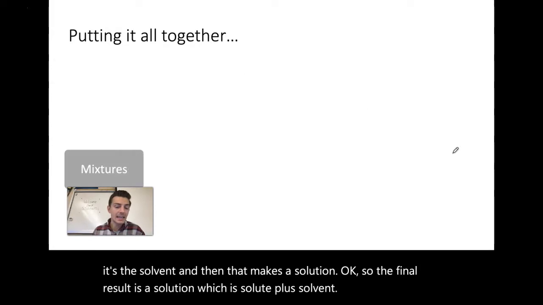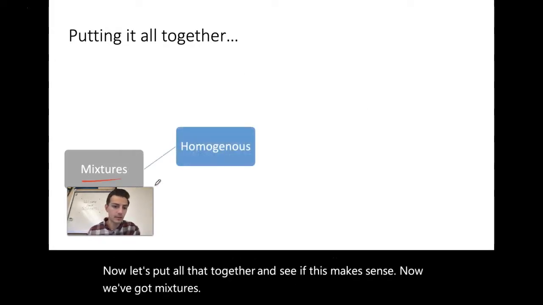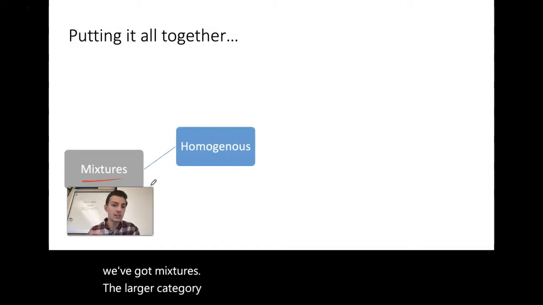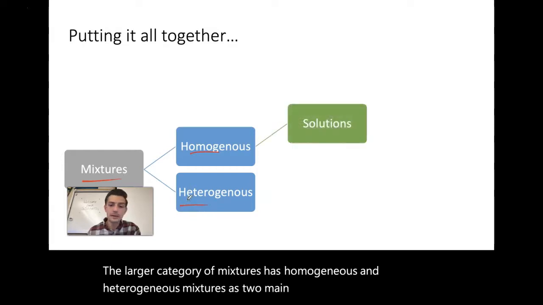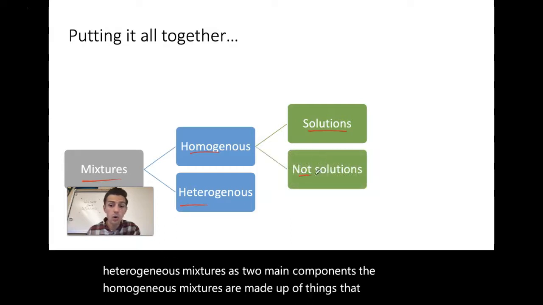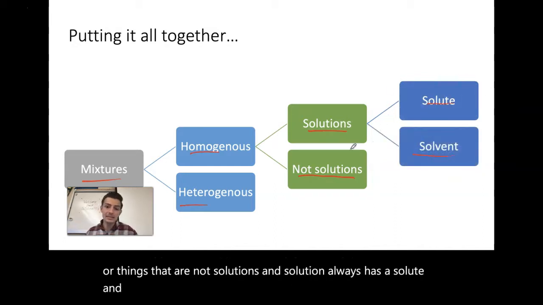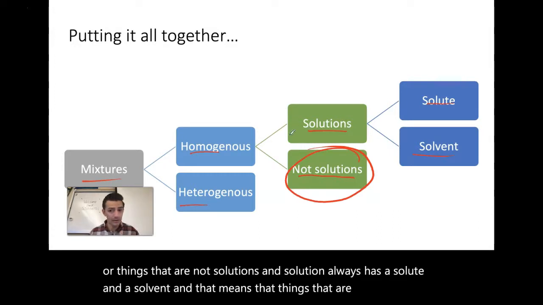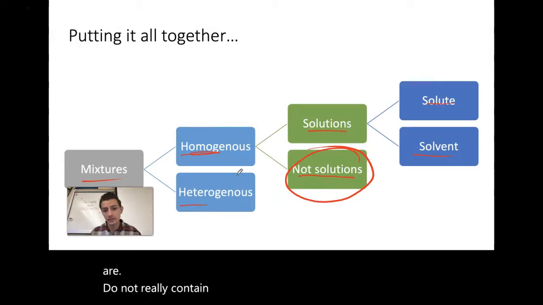Now let's put all that together and see if this makes sense. We've got mixtures. The larger category of mixtures has homogeneous and heterogeneous mixtures as two main components. The homogeneous mixtures are made up of things that are solutions or things that are not solutions. And a solution always has a solute and a solvent. And that means that things that are not solutions, that are homogeneous mixtures, do not really contain solutes and solvents.